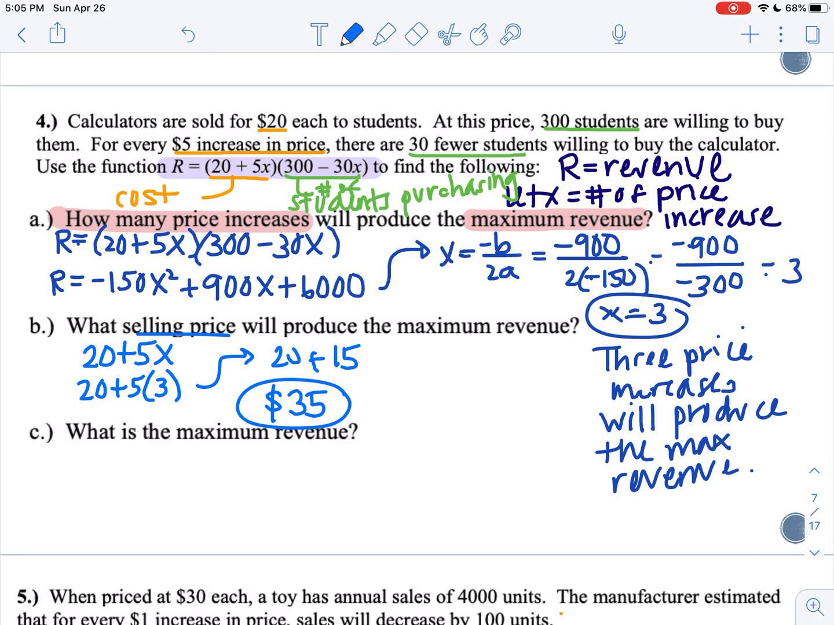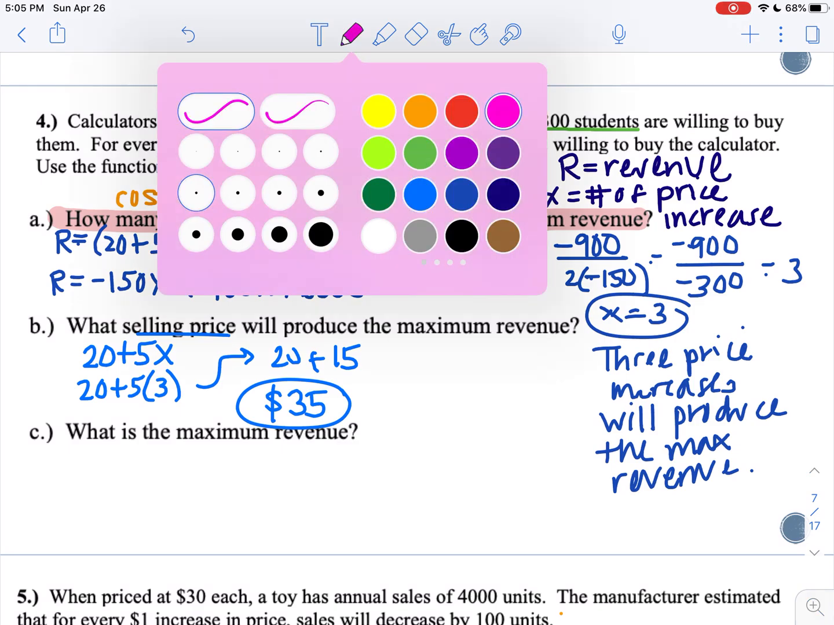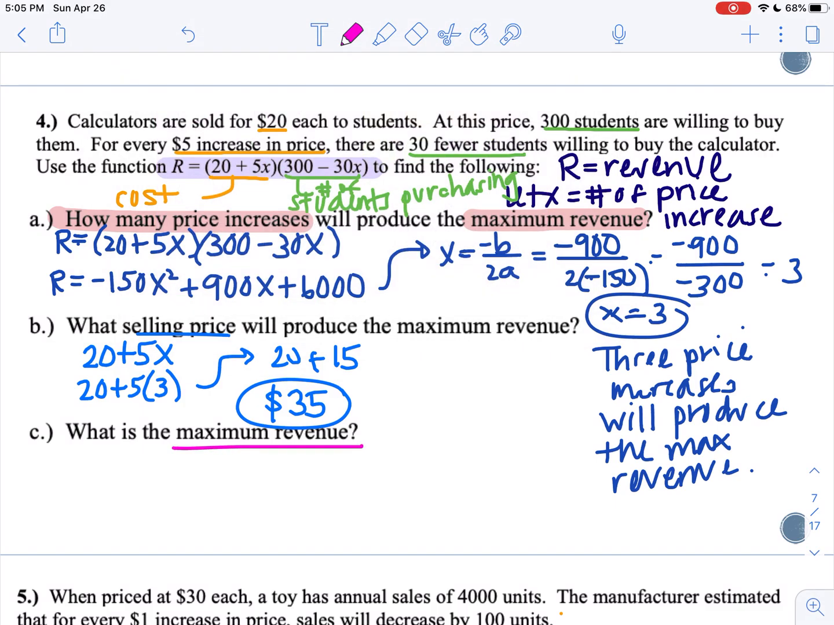Now, let's figure out what the maximum revenue is. If I know 3 price increases, let's plug that in to figure out my actual revenue. So I look at my original function. You actually have 2 options here.